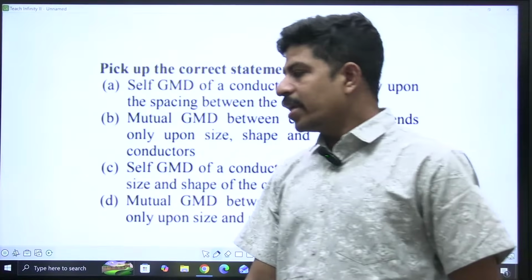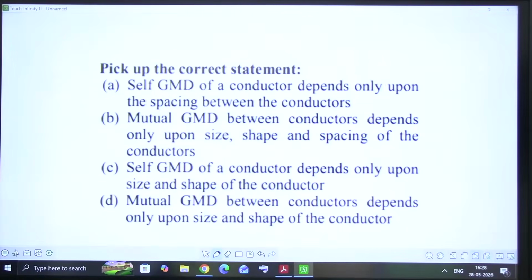Read the statement and pick up. So this kind of questions are actually dangerous questions in your examination. These kind of questions are really dangerous. Why? Because in statement-type questions, people will get confused, and in confusion they pick a wrong statement.